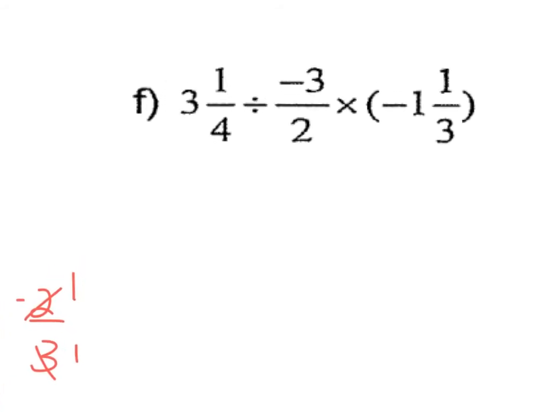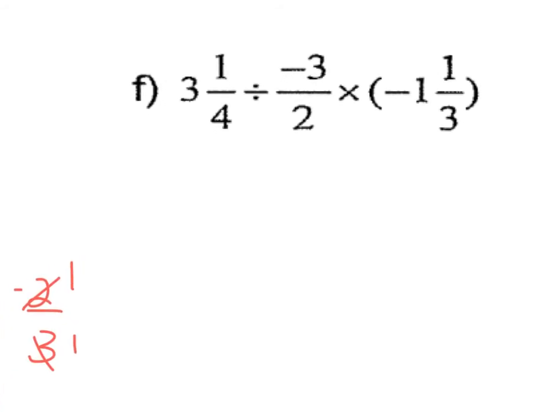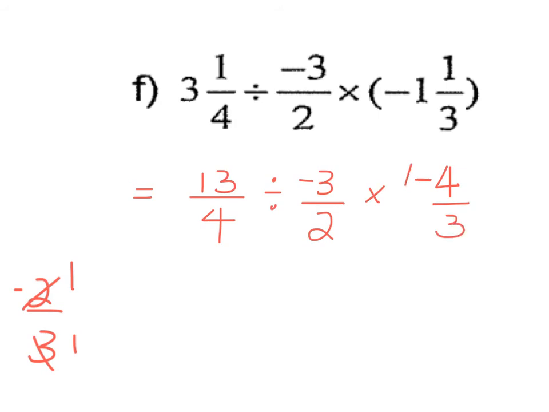So here we've got 3 values, 3 different ones. And we're going to go with changing them all into our improper. So 4 times 3 is 12, plus 1 is 13. And we're going to do this one step at a time. If you want to skip a few steps in between, that's fine with me, but I'm going to show it step by step right now. So times, and then again bring that negative into the numerator. 3 times 1 is 3, plus 1 is 4, so this becomes negative 4/3.